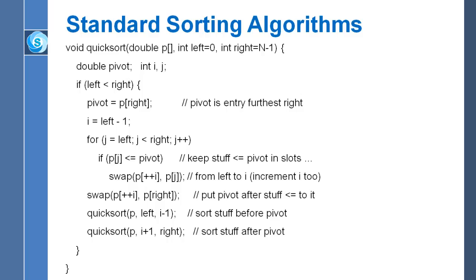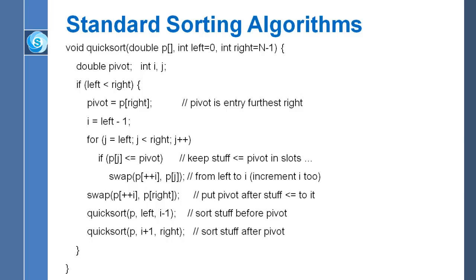and everything after that is greater than pivot. Okay? And then it's necessary to swap the pivot itself, which is still in position right. It's necessary to swap that into the correct position, and that would be obtained by incrementing I one more time, and that would set I exactly equal to the position where the pivot belongs. And so this final swap will put the pivot where it belongs. Everything to the left of it will be less than or equal to it. Everything to the right of it will be greater than or equal to it.